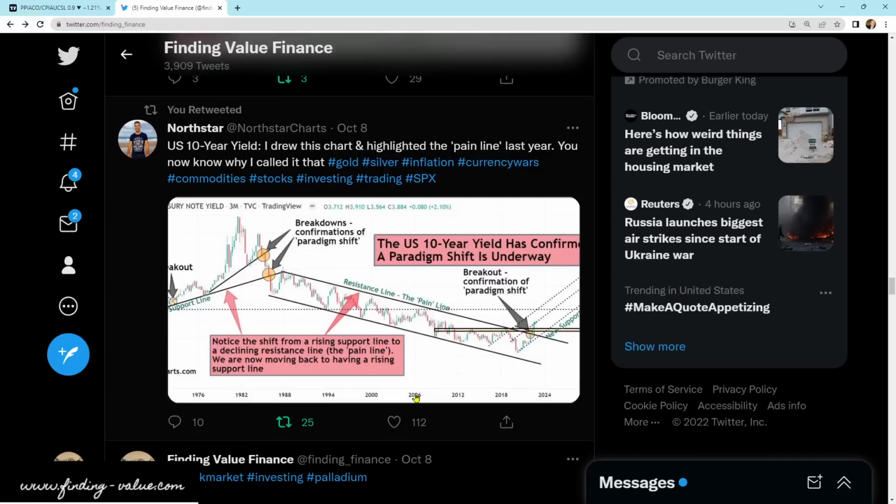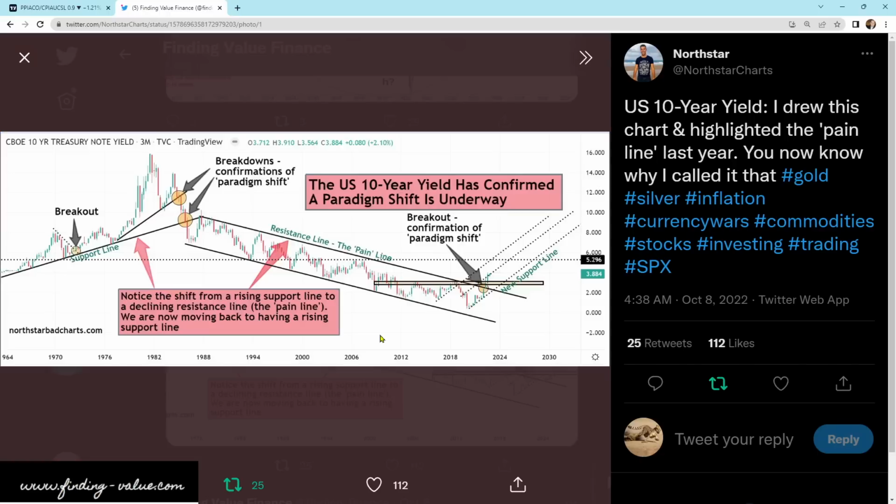This one is the US 10-year yield. It says, I drew this chart and highlighted the pain line last year. And I really do like these North Star charts. They're long-term charts. Here's the resistance line. We've broken to the upside here. The breakout confirmation of a paradigm shift. I say that a lot, a paradigm shift.